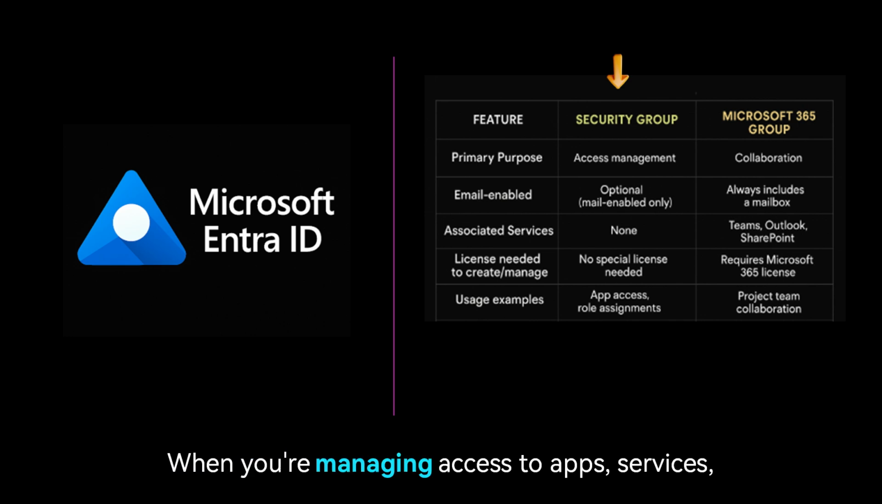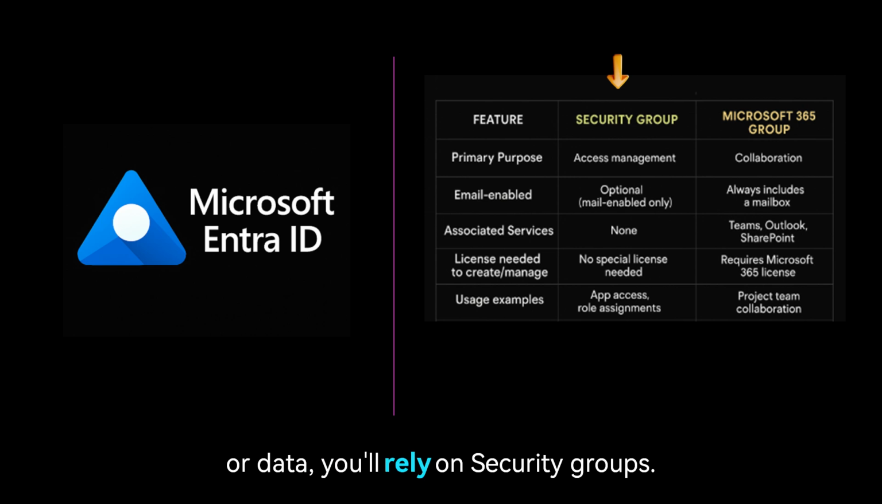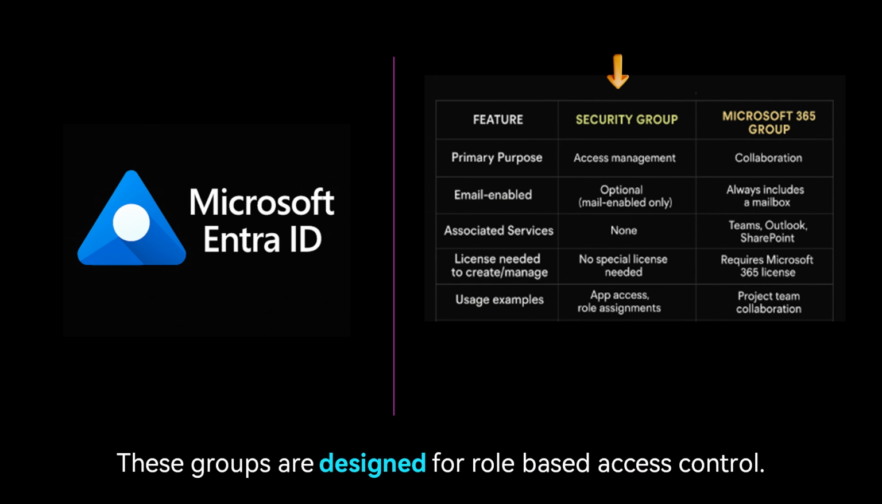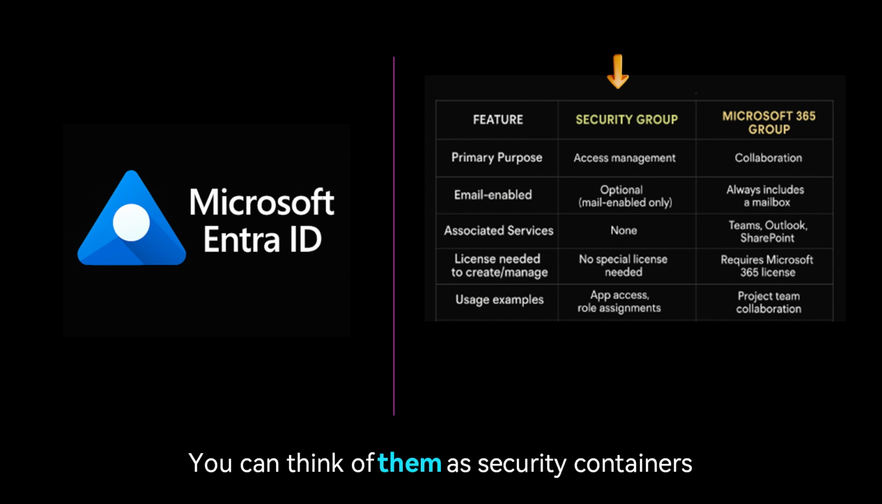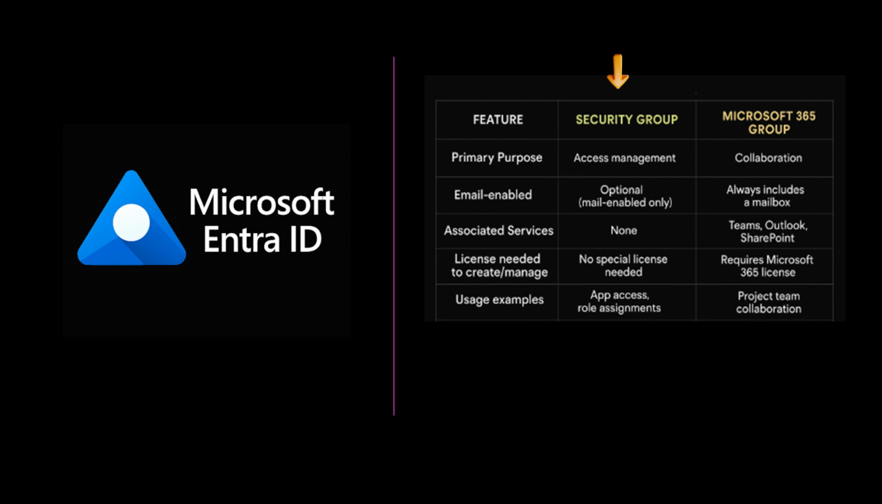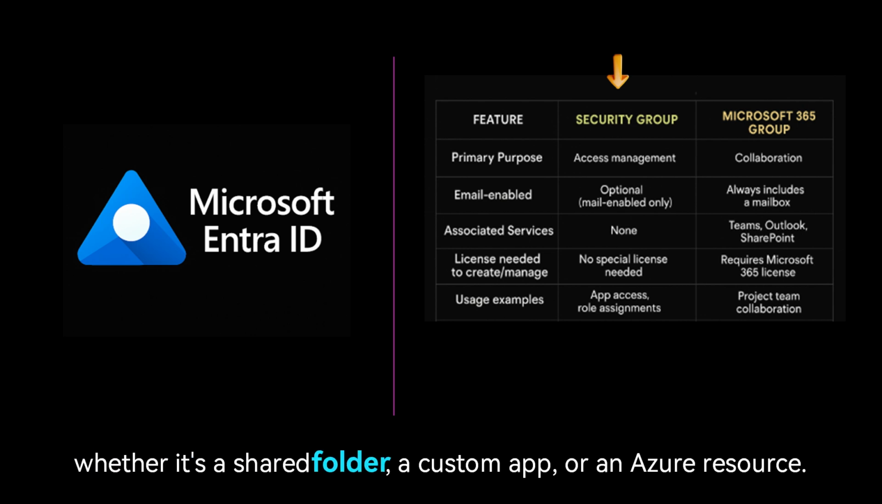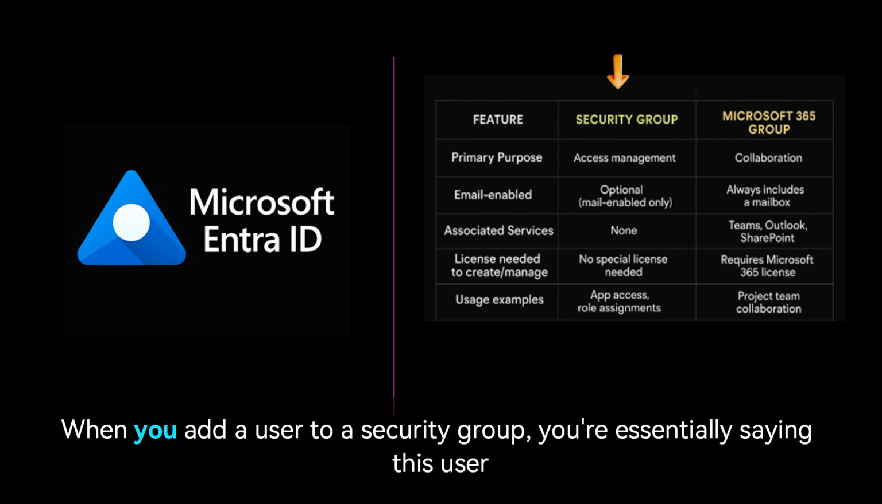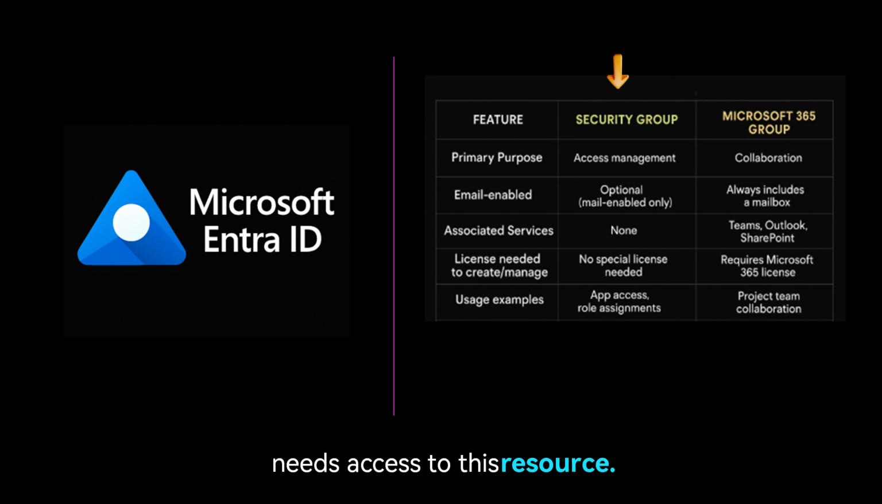When you're managing access to apps, services, or data, you'll rely on security groups. These groups are designed for role-based access control. You can think of them as security containers that protect your most sensitive environments, whether it's a shared folder, a custom app, or an Azure resource. When you add a user to a security group, you're essentially saying, this user needs access to this resource.